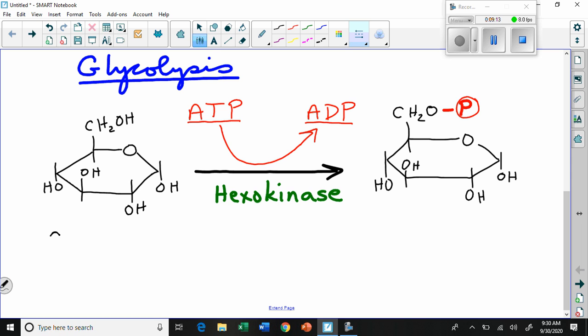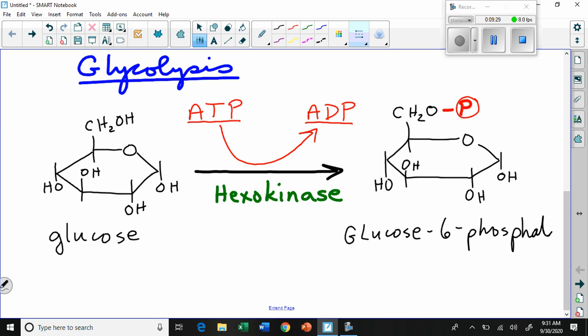This one is called glucose, we know that. But this one now has a new name, and its name is glucose 6-phosphate. Glucose 6-phosphate. So that's pretty straightforward. You added a phosphate to carbon number 6, so now it's called glucose 6-phosphate. And that's the first step.